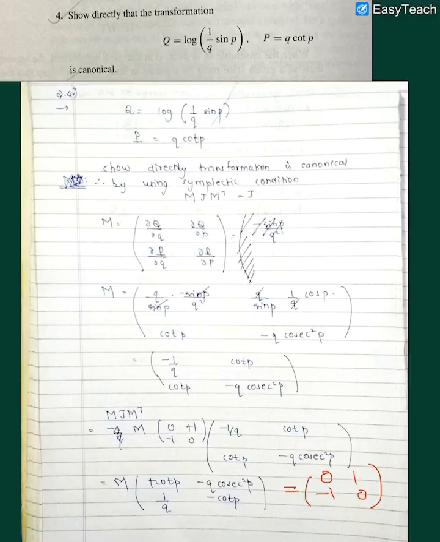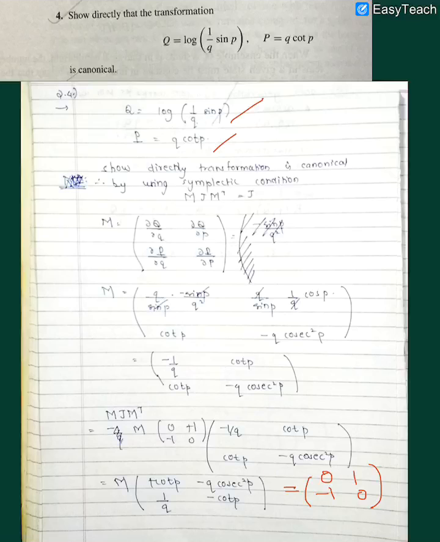Okay, so the question given in the fourth question is: capital Q is given by log (1/q) sin p, and capital P as q cot p. This question is referred from Herbert Goldstein's Classical Mechanics, Indian edition. Now we have to show that this transformation is canonical.